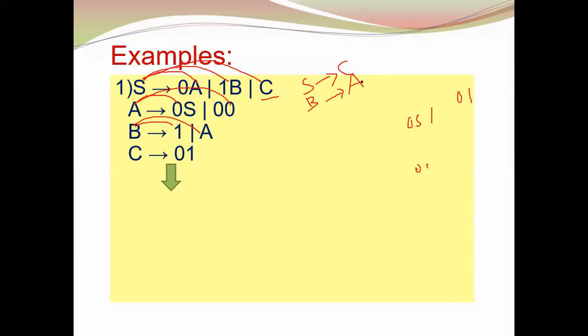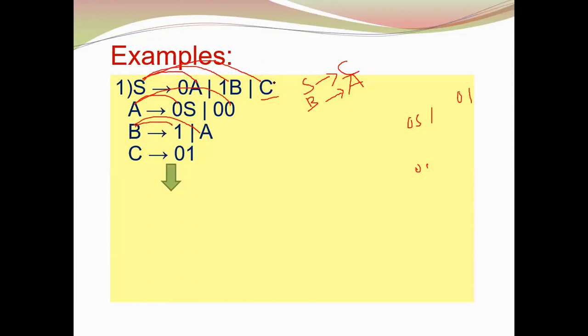How can we remove this unit production? Anyone? How can we remove this? We can substitute the value for this right side variable.